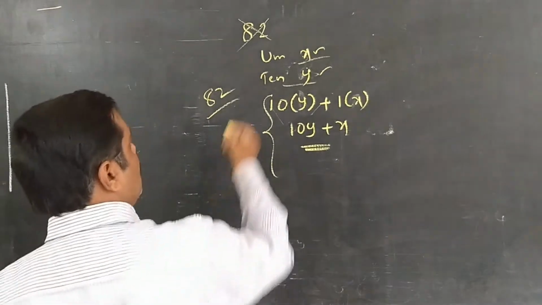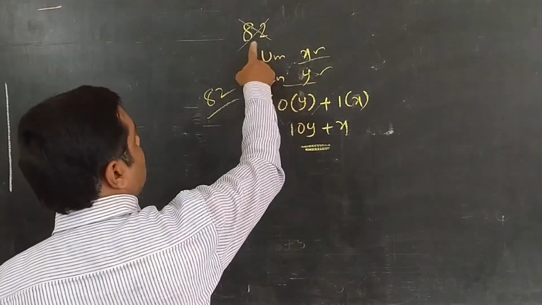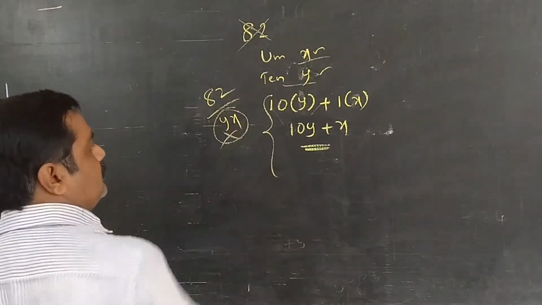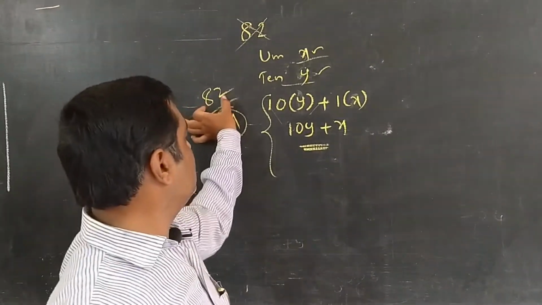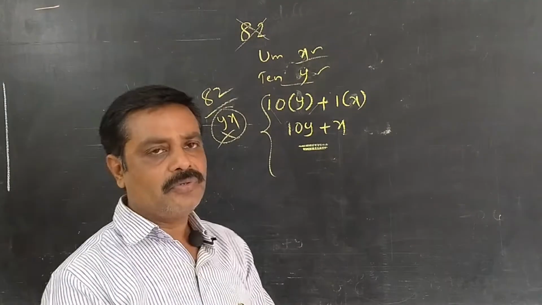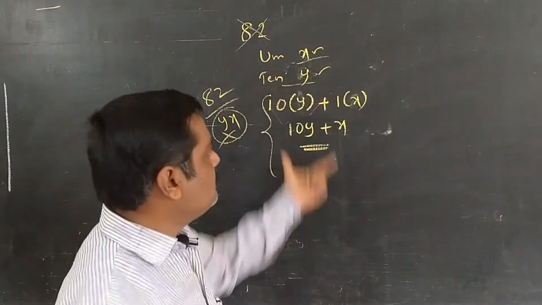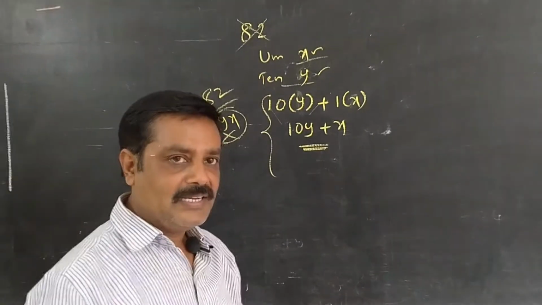But we should not write it like 82yx. It is not the correct number. If they are numerals we can write them directly, but if they are variables you must follow this form. Is it clear? Right.